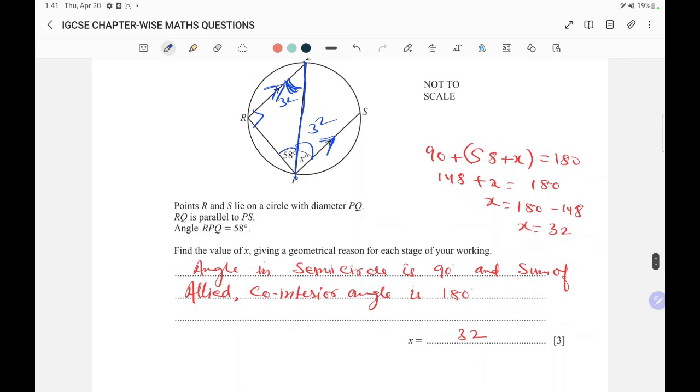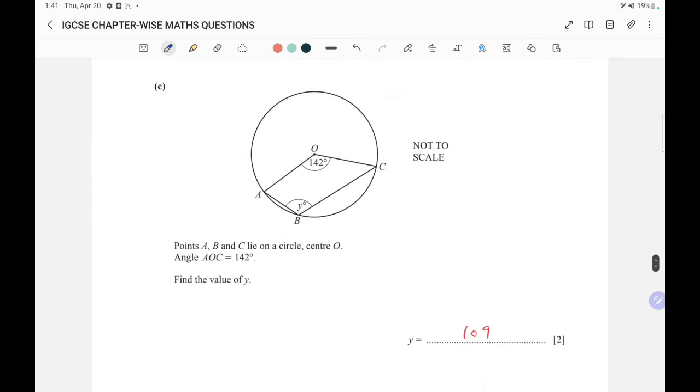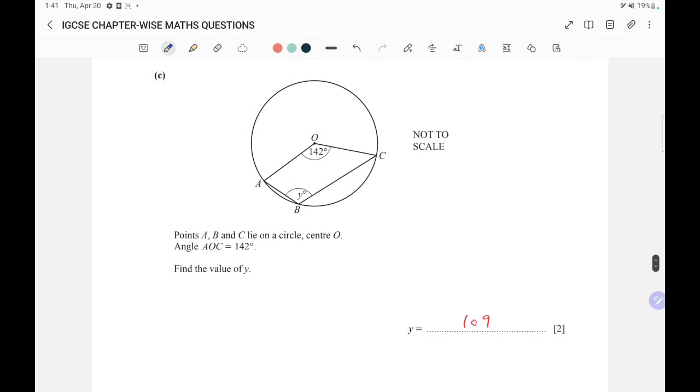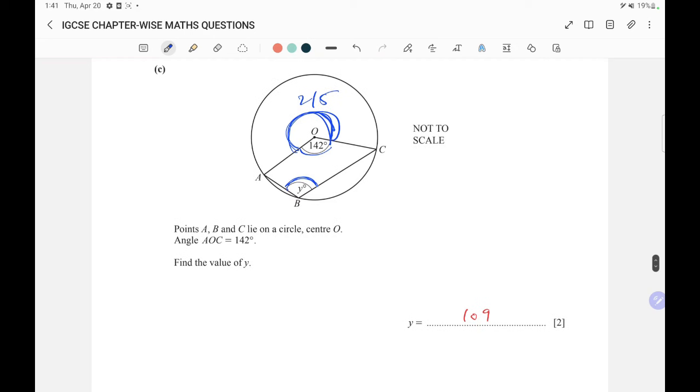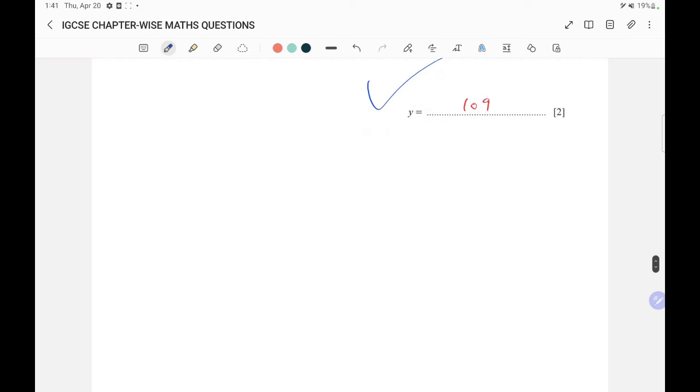What we need to find? We need to find x. So I found x. Now come to the C part, that says we need to find y. So this is 142. So this will be how much? 360 minus 142, which is 218, right? And this chord, like this exterior angle, will make here an angle half of this. So 218 divided by 2, 109. So this is 109. Okay.